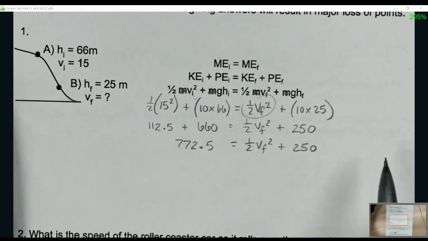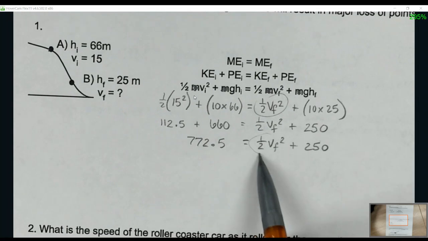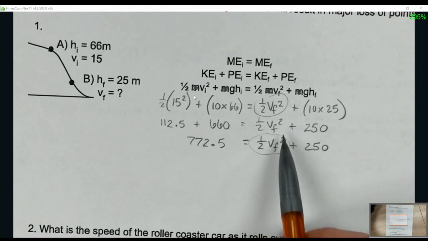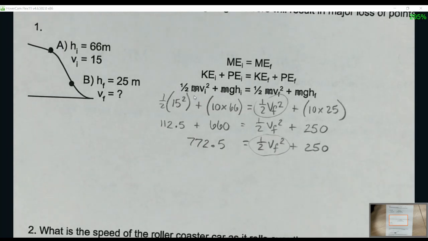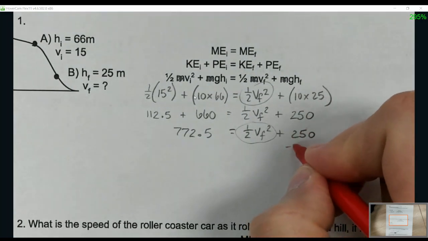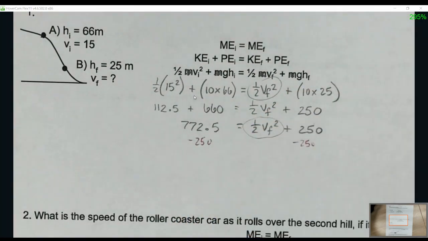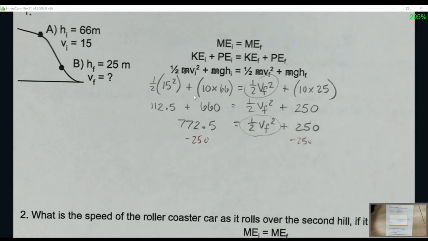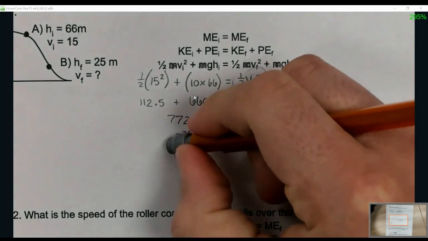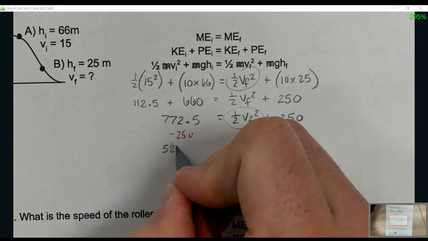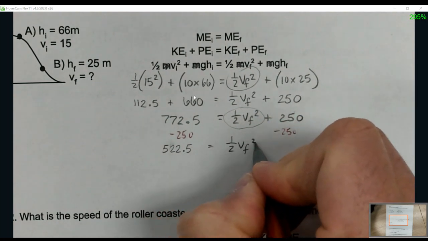We want to get this 250 to the other side. We want this whole thing by itself. So we don't do anything until the very last step, until this is the only thing on the right side of the equation. So if we subtract 250 from both sides, this is going to leave us here with 500, not 50, it's 522.5 is equal to 1/2 VF squared.